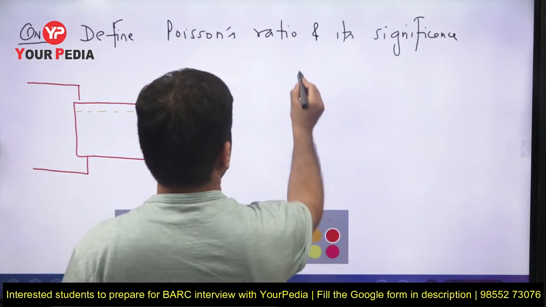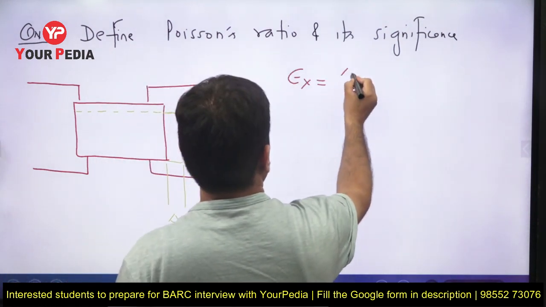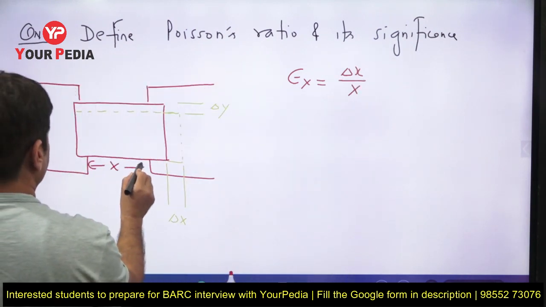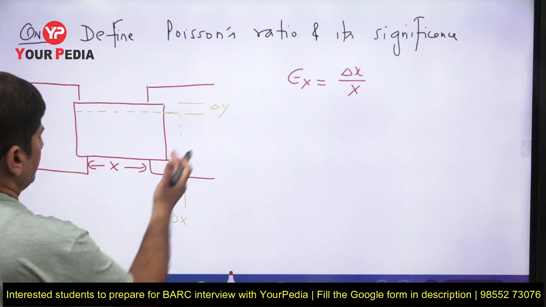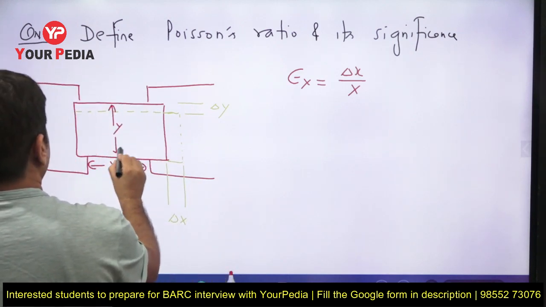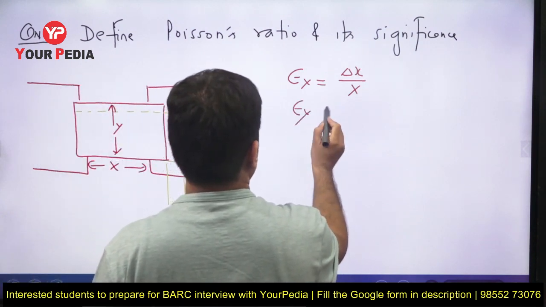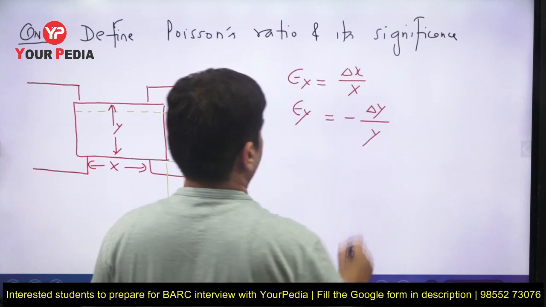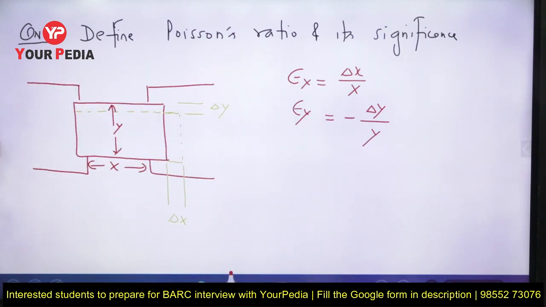So if you see, the strain produced along the x axis is delta x over x. What is x? X is the original length in the x direction, and maybe we have taken the total length, and this is the original y. So what is the strain produced in the y direction? Strain produced in the y direction is delta y over y, and as you know, I have taken it negative because the length in the y direction has decreased.